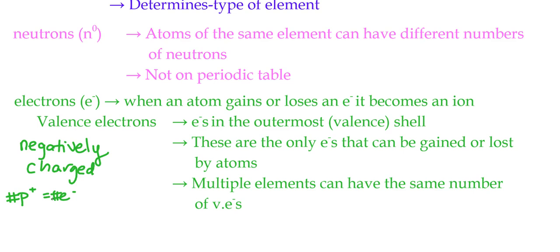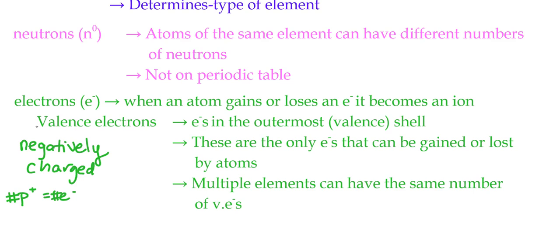The reason that the electrons are important is because we also have something called valence electrons. So our valence shell is the outermost shell of electrons. We'll learn later that electrons are orbiting around the nucleus, and the farthest ones away from the nucleus are going to be our valence electrons. These are the only electrons that can be removed from an atom, and they're the only place that you can put extra electrons in an atom, our valence shell, right?